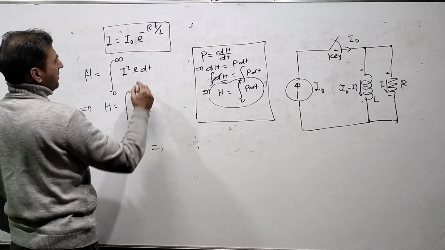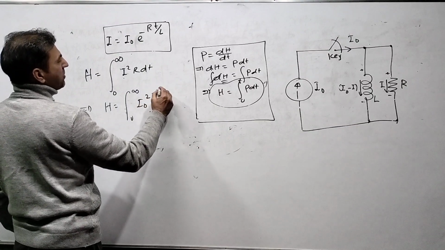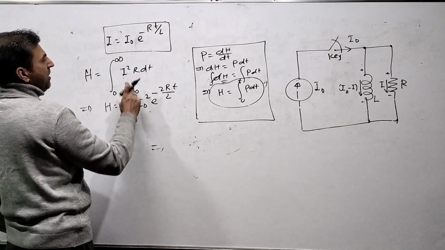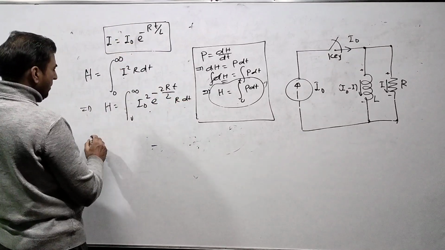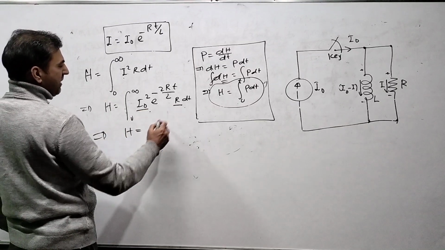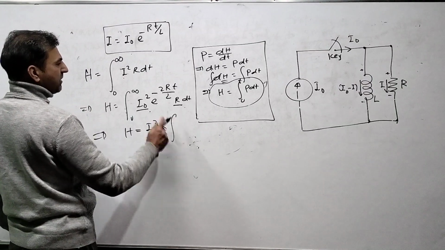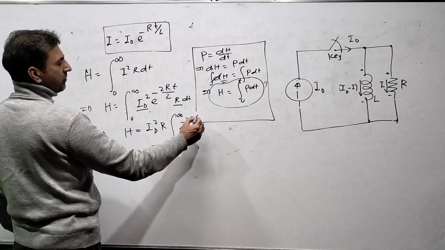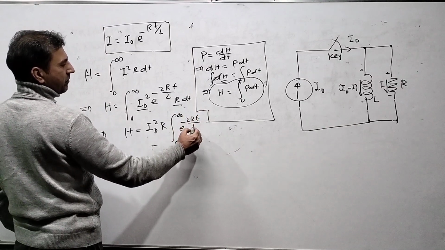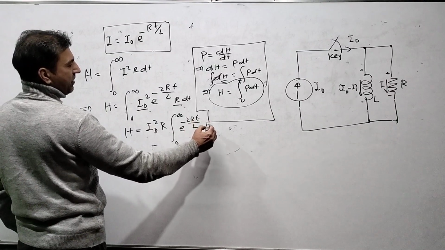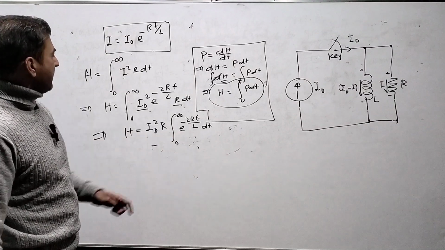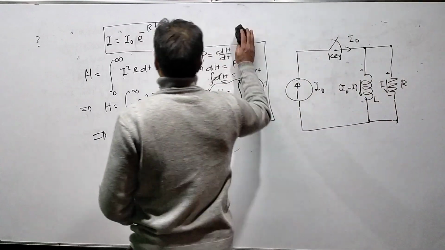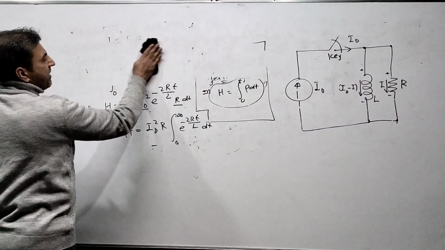What is I square? Square this, that is I0 square e raised to power minus 2R t by L. इसका भी square वो 2 हो गया यहाँ पर, इसका square ये हुआ R dt. तो H equal to, constants को बाहर निकालिए, that is I0 square और इंटीग्रेशन किसका? इस एक्सपोनेंशियल का, dt. अब इसका इंटीग्रेशन चाहिए मुझे, ठीक, ओके, टू फाइंड द हीट जनरेटेड इन द रेजिस्टर.